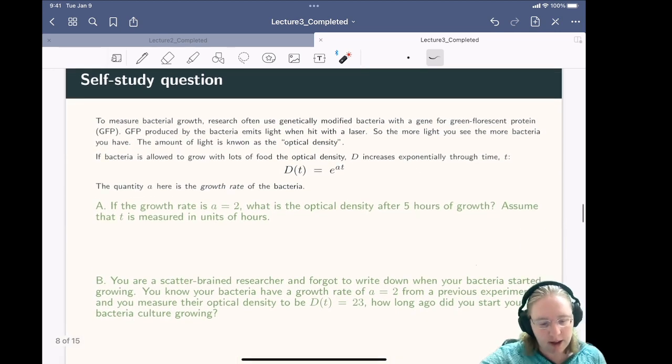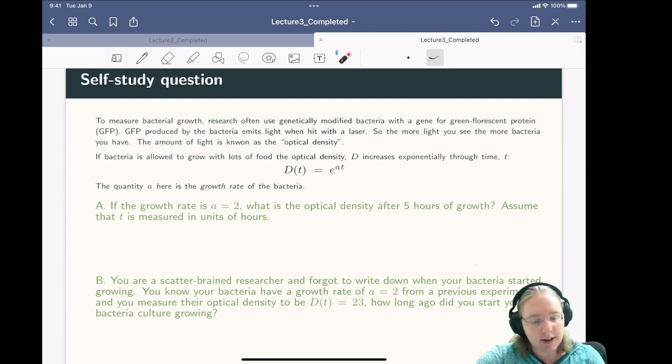So with that, I'm going to leave you with the self-study question that is going to use the logarithm and exponential rules to solve functions, and I'll see you in class.